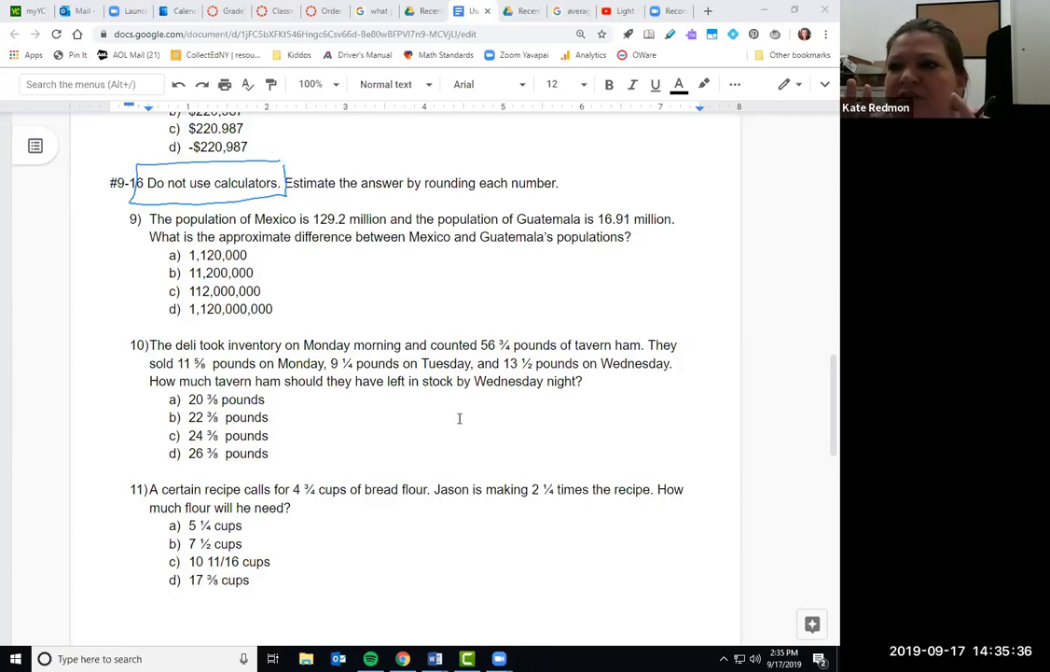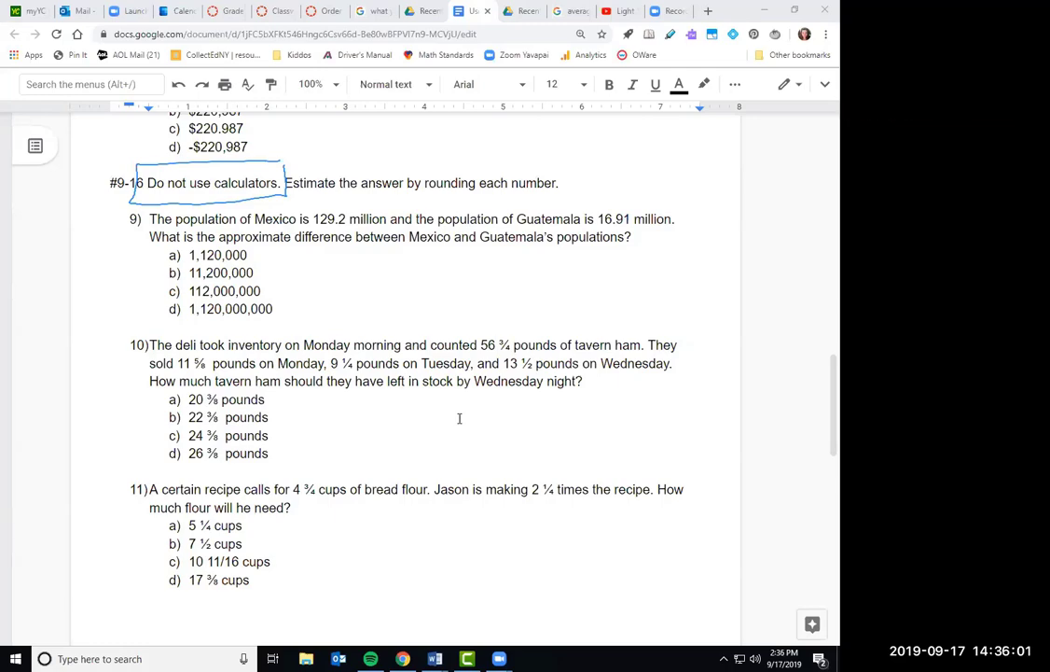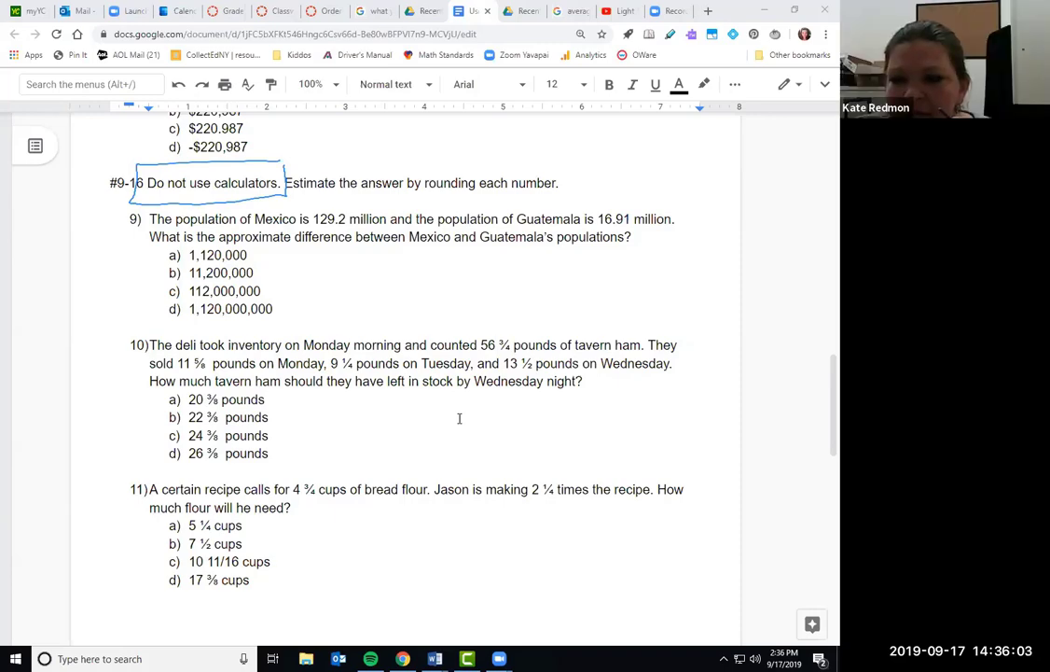But what I want to do today, I'm trying to strengthen this muscle, this estimation muscle. So we're going to practice estimating with fractions and decimals, just to make sure that our answers make sense. Because once again, y'all do some weird stuff, sometimes give me answers that don't make sense. So let's take a look. Number 9. It says the population of Mexico is 129.2 million people, and the population of Guatemala is 16.91 million. What is the approximate difference between Mexico and Guatemala's populations?